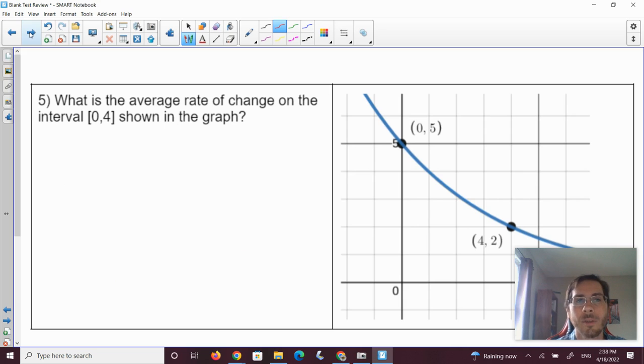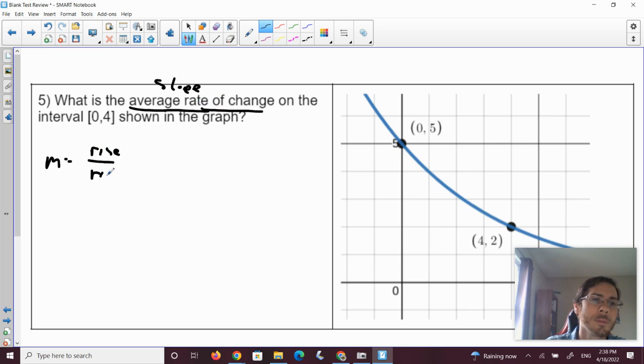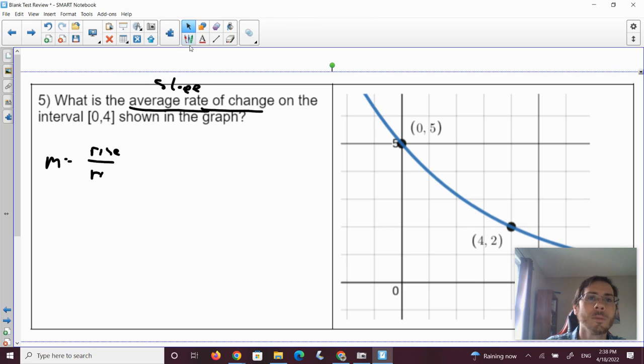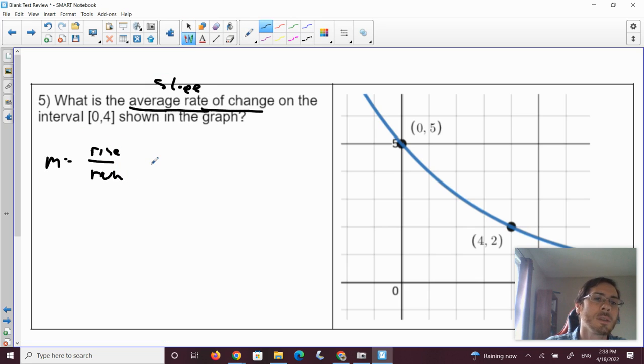All right. For number 5, what's the average rate of change from 0 to 4? Again, average rate of change is going to be the slope. So what we're trying to find out is the slope. Since I got the picture, I'm just going to do rise over run. If you want, you can do y2 minus y1 over x2 minus x1, f of b minus f of a over b minus a.